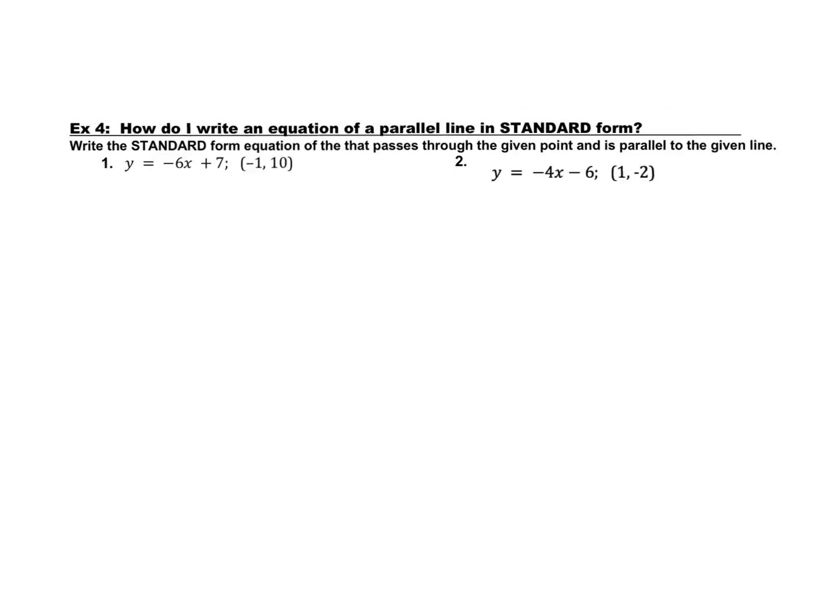All right, example 4: how do I write an equation of a parallel line in standard form? Remember that standard form is ax plus by is equal to c. Our x and y are on the same side of the equation. The easier way of putting it into standard form is to first put it into point-slope form, and then we can just rearrange. You could certainly put it in slope-intercept form and rearrange from there too. Either one is just fine.